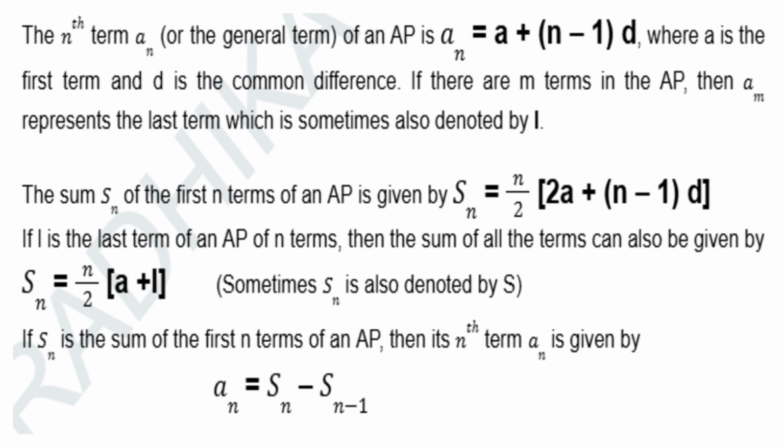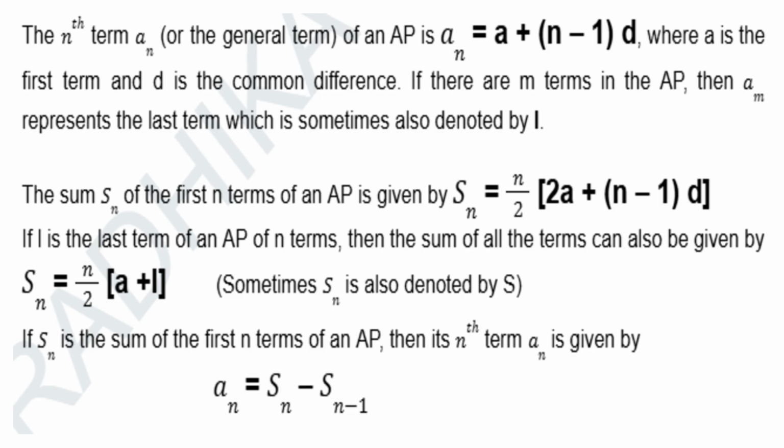The nth term, an, or the general term of an AP, is an equals a plus (n minus 1)d, where a is the first term and d is the common difference. If there are m terms in the AP, then am represents the last term, which is sometimes also denoted by L.